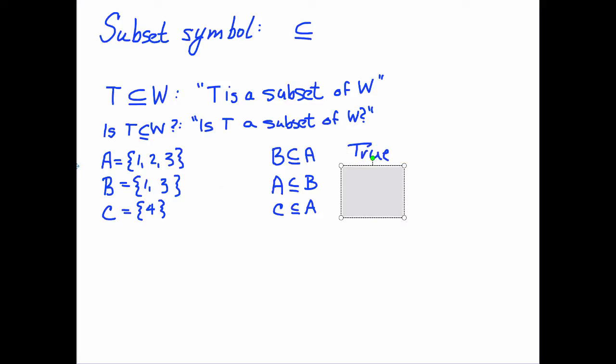Is A a subset of B? Well, let's take a look. Is everything in A in B? Nope. 2 is in A, but it's not in B. So A is not a subset of B. That's false. Is C a subset of A? Is everything in C also in A? Well, no, that's not true either. So we say that C is a subset of A is false.